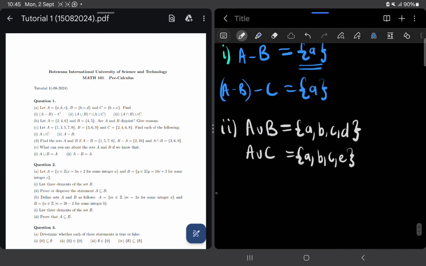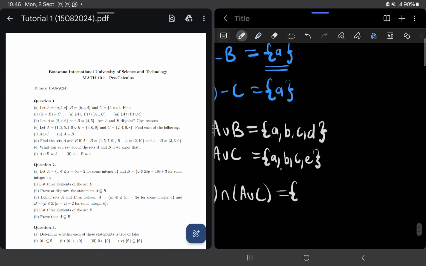And now we can then find the A union B intersection, okay, A union B intersection A union C. Intersection, what does it mean? It means something which is there in both the things. So we want something which is now there in this one and in this one. So that's what we are now doing.